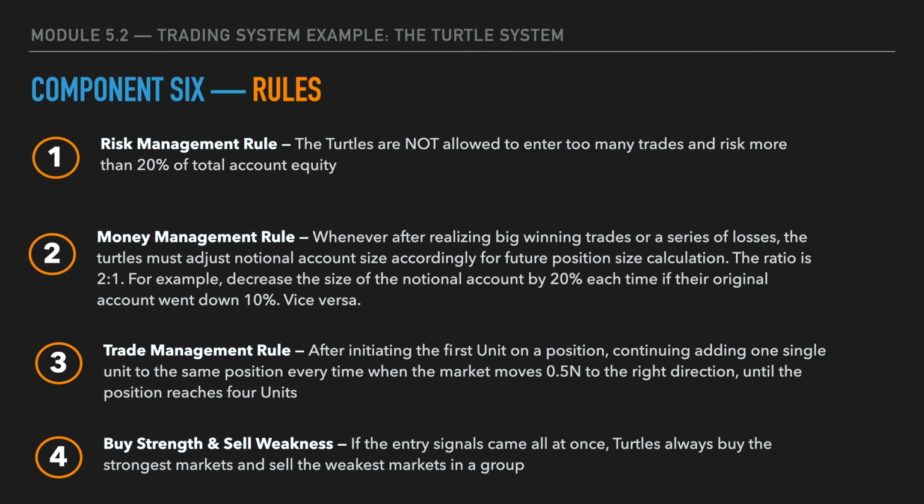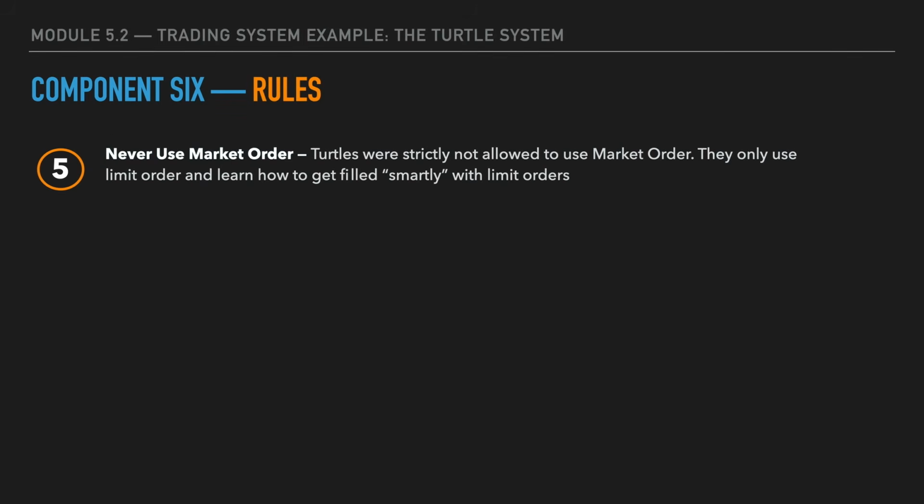Number 4, buy strength and sell weakness. If the entry signals all come at once, turtles always buy the strongest markets and sell the weakest markets in a group. Number 5, never use market orders. Turtles were strictly not allowed to use market orders. They only use limit orders and learn how to get filled smartly with limit orders.